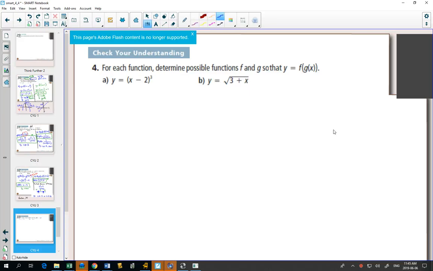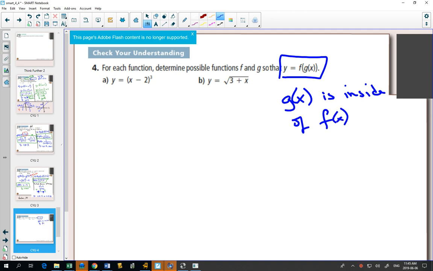One of the skills that comes up later, especially in calculus, is recognizing a composition of functions. When we're talking about a composition of functions, which is y equals f of g of x, one thing we often say is that g of x is inside of f of x. We do g of x first, and then we do f of x.